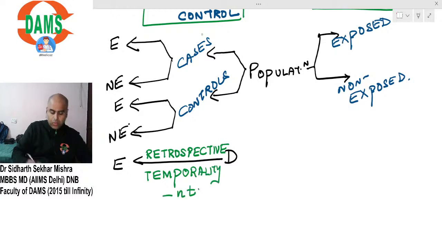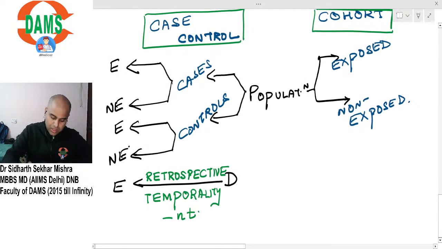Now guys, what is temporality? Can anyone tell me what is temporality? So temporality means first exposure and then disease. First exposure and then disease. Yes, like if I smoke, then I will have lung cancer. If you take Mukesh Kumar in your team, he is going to give 10 runs per over against England in test. Yes, we know this.